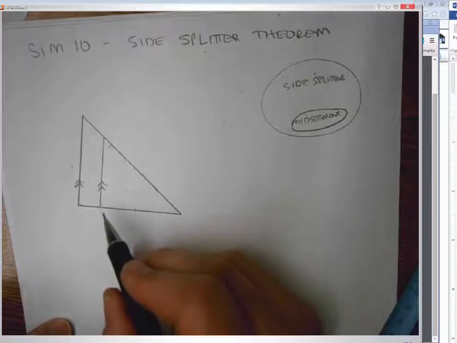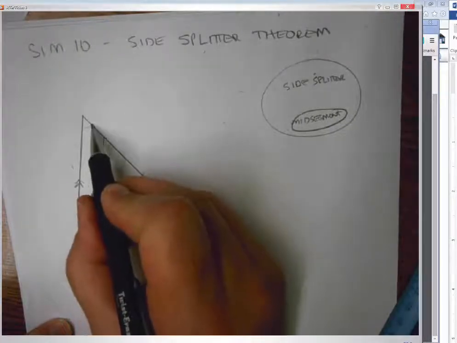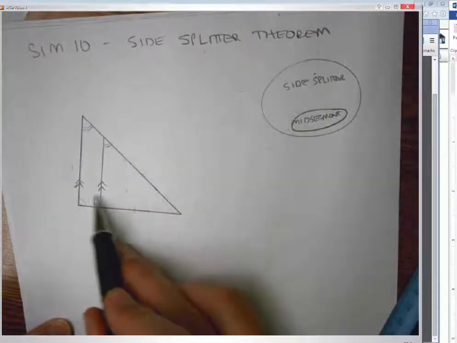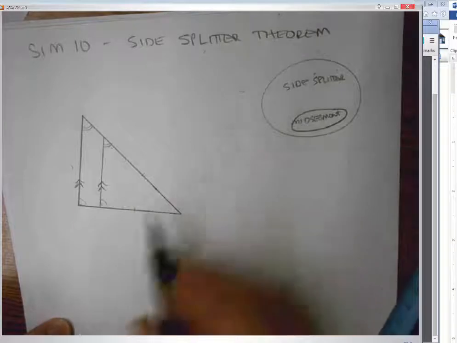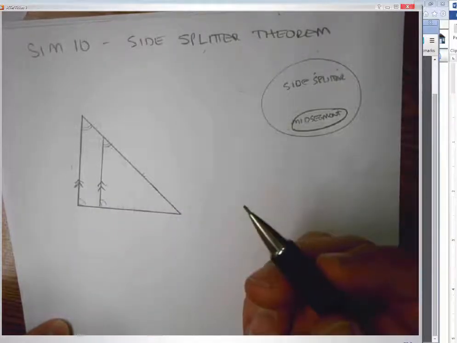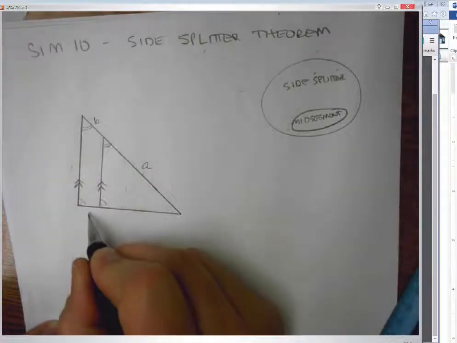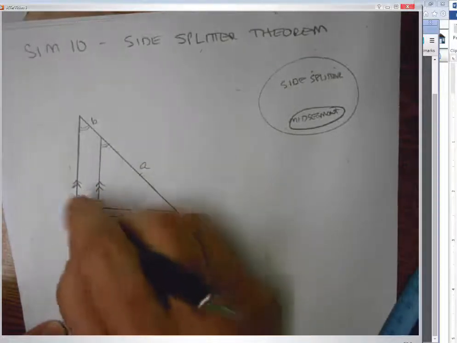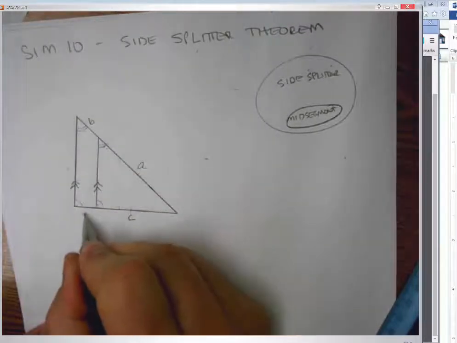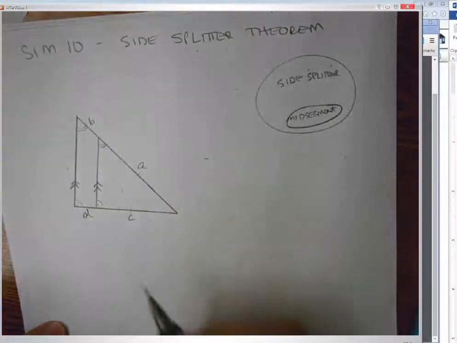But by being parallel, we know that this angle and this angle are congruent, and this angle and this angle are congruent because they're corresponding angles across parallel lines. Therefore, we end up with two similar triangles by angle-angle similarity. As a result, we can say that the sides produced by these split sides have a relationship.